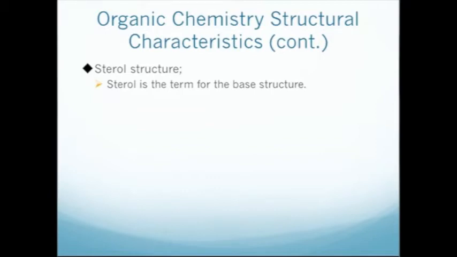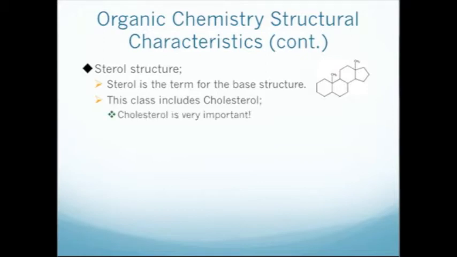Sterols will be the next area that we're going to review. Sterol is the term for a basic structure. This is what it looks like in shorthand. And you can see that basically there are three 6-carbon rings and 1 5-carbon ring. And these are basically fats. This class would include cholesterol.